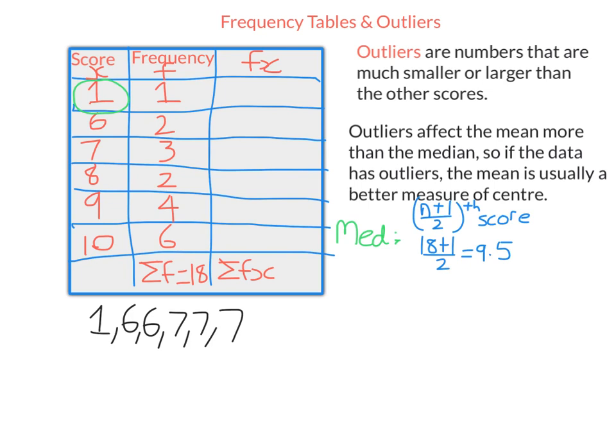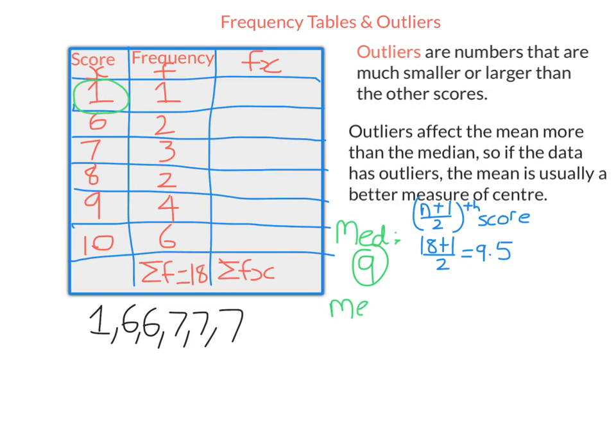So let's find the 9th lowest score. 1 plus 2 is 3, plus 3 is 6, plus 2 is 8. So there are 8 scores that are less than or equal to 8. So the 9th, 10th, 11th, and 12th scores are all equal to 9. So the median of this data is 9.